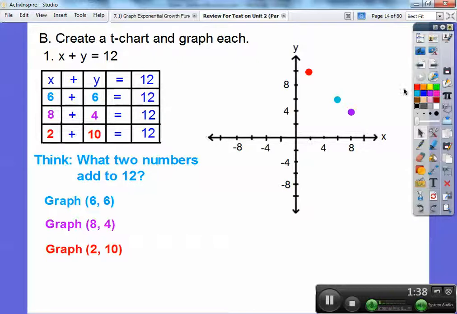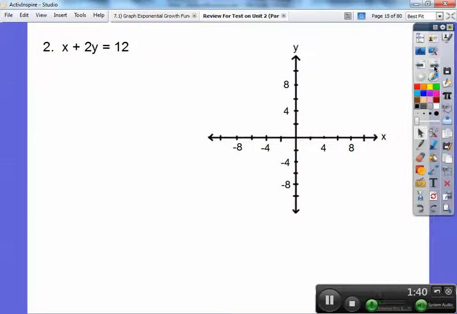It should be on that straight line. If it's not, then we probably made a careless error. I make them all the time. If you're in my class, you understand.